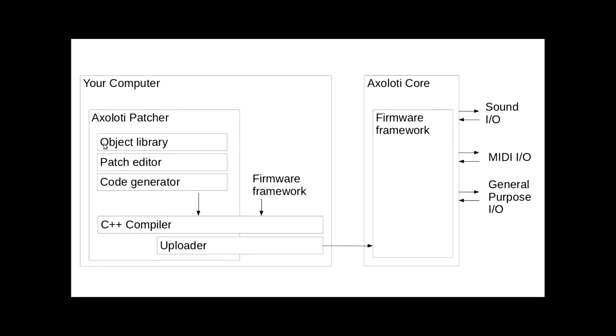So that was the first version of the architecture. On your computer, you would run a program, the Axoloti patcher. This one has a library of objects you could put on the screen, wire them up, and that software would generate code, compile it, and upload it. And then this is the Axoloti core. That's the board.